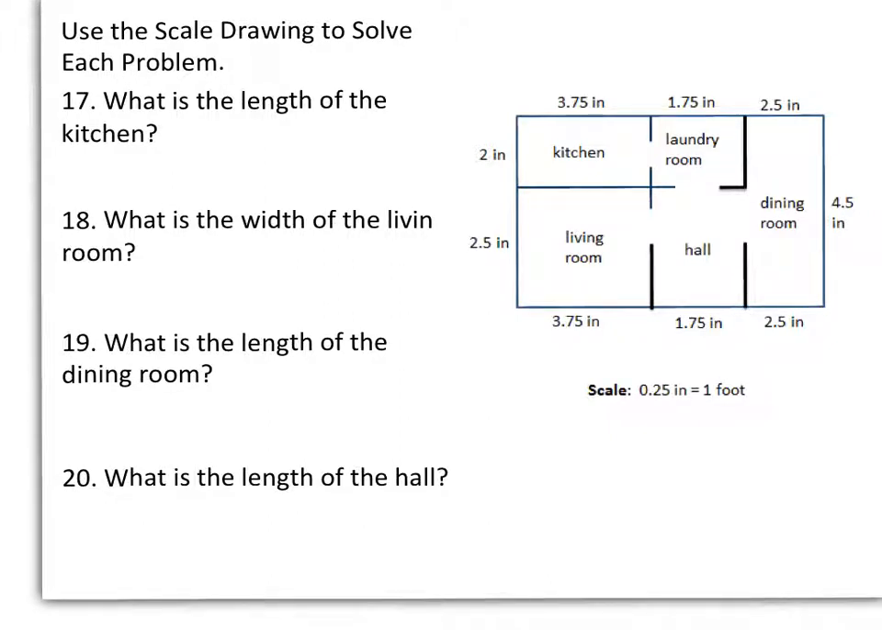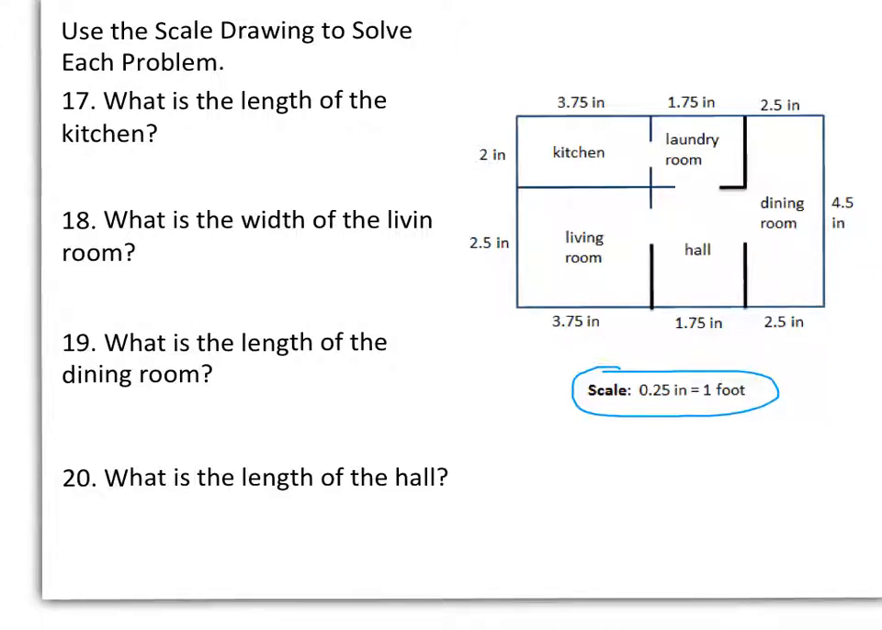Our last examples, we're going to refer to the scale drawing to solve each problem. So here we have the layout of a house. And a key thing to note here is our scale, which says that 0.25 inches is equal to 1 foot. So we are going to want to figure out the dimensions of our rooms in feet. So 17 says, what is the length of the kitchen?